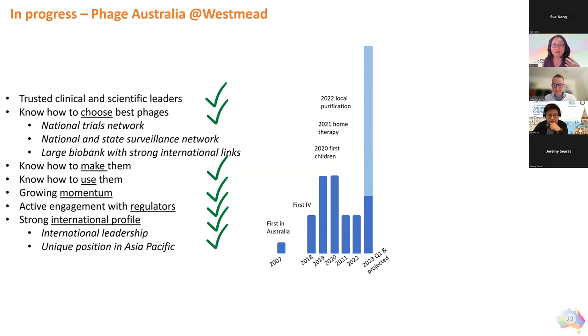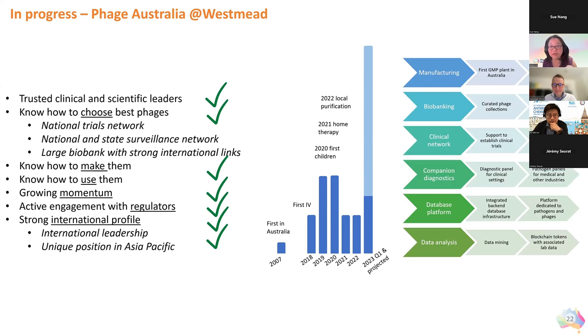So in the last few slides, I just want to do a bit of a pitch. We have done a lot of work to be where we are and to make phage therapy accessible. To that end, we have trusted clinicians and scientific leaders within Phage Australia to carry out phage therapy. We know how to choose the correct phages. We've got the clinical trial, the national trial network, and the science, biobanking, bioprospecting network. We know how to make them, we know how to use them. And of course, we engage with the regulators.